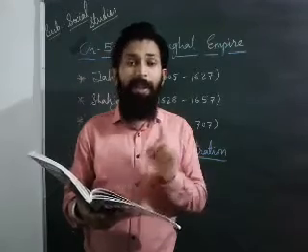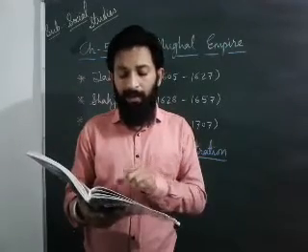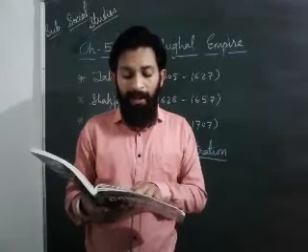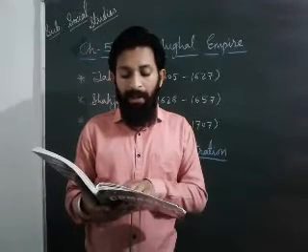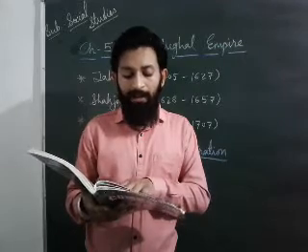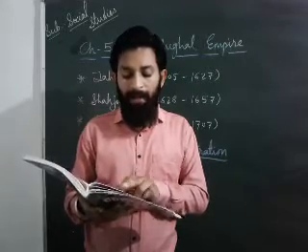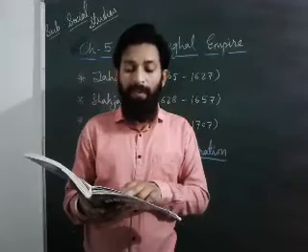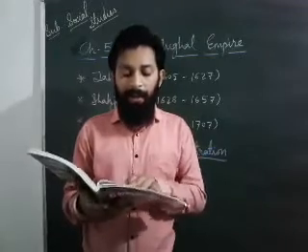Diwan was the head of the revenue department. Mir Bakshi looked after the military. Khan-e-Saman attended to the needs of the royal household. Sadar-e-Sadur recorded grants and donations made by the king. Qazi was the chief judge. That is all about the central administration.